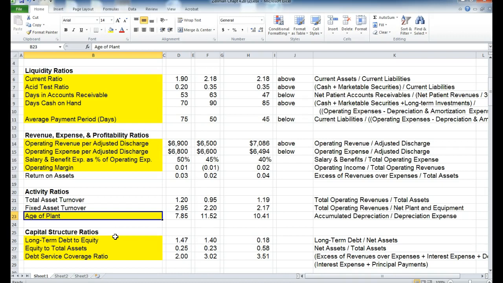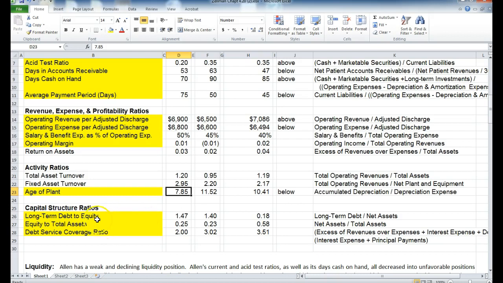And so here the calculation is pretty simple. You take accumulated depreciation divided by depreciation expense. And the benchmark is 10.41. And we talked about you'd rather have newer equipment, right? So you would want to be below. And here they were about 1.11 above, and they now dip below. So how do you think they dip below? Well, they dip below by buying new equipment.